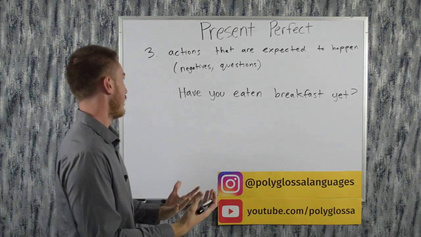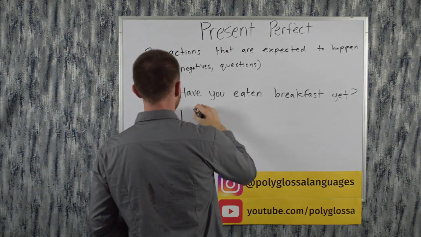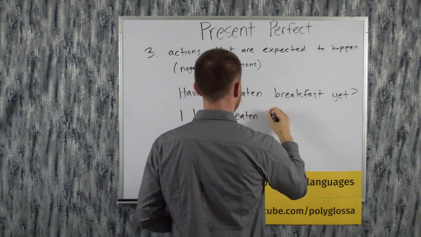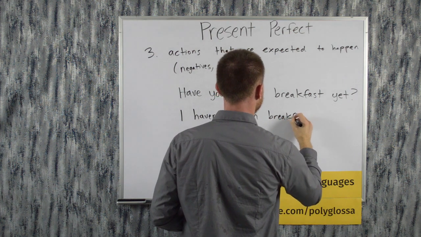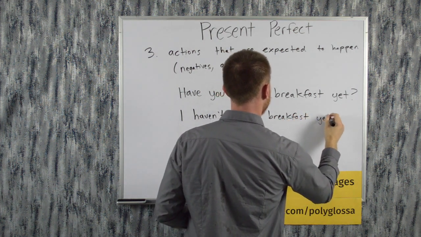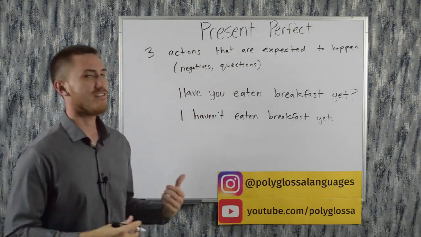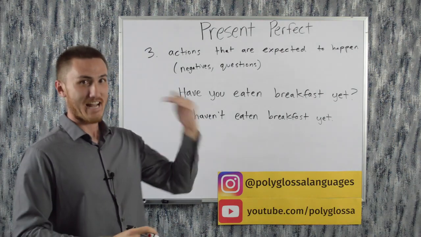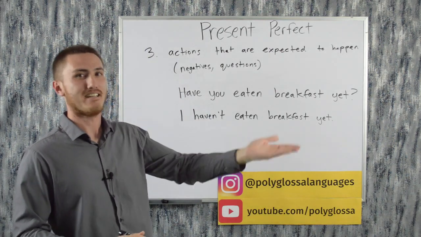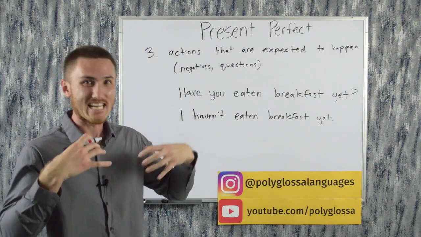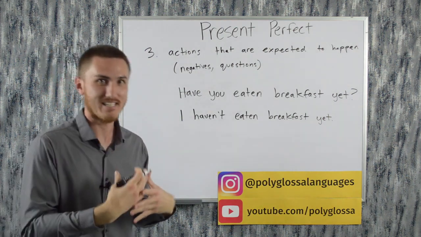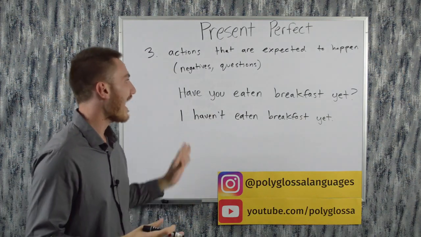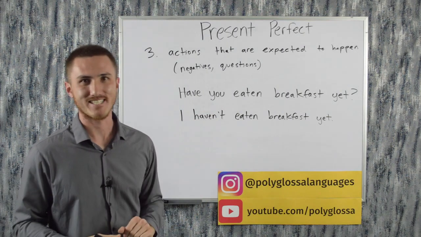I could respond in the negative form. I haven't eaten breakfast yet. I haven't eaten breakfast yet. So now, the negative form. I haven't eaten breakfast yet. This means that I'm gonna do it, right? It's expected. I'm gonna do it, but right now in this moment, I still haven't done it yet. But I will, right? Have you eaten breakfast yet? No, I haven't. I haven't eaten breakfast yet.